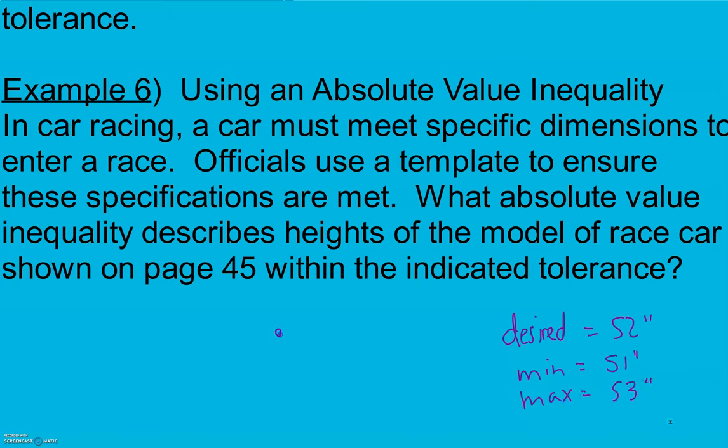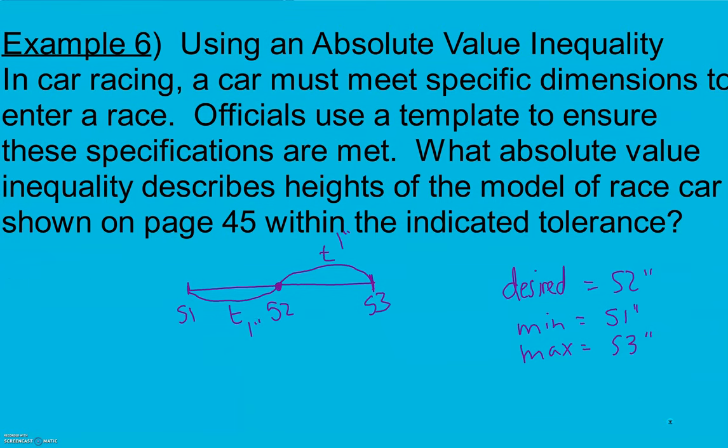So what they're saying is we want it to be 52 inches. It can go up to 53 inches. It can go down to 51 inches. And this amount of difference here or here is called our tolerance. It's half the difference between the maximum and the minimum, or the amount from our maximum to what we want and our minimum to what we want. And here that tolerance from 52 to 53 is 1 inch. From 51 to 52 is 1 inch.